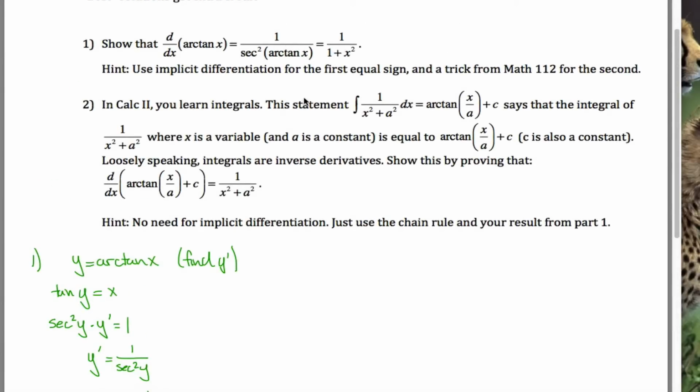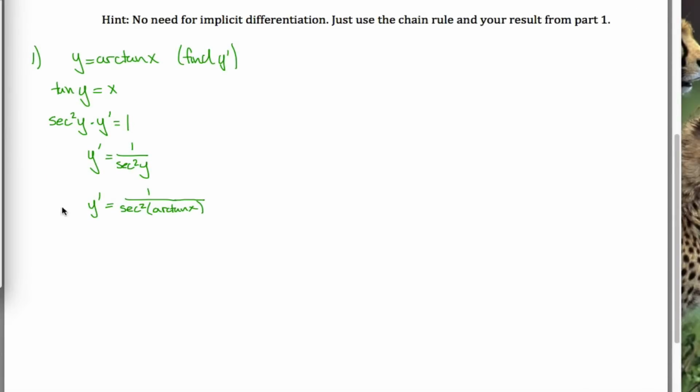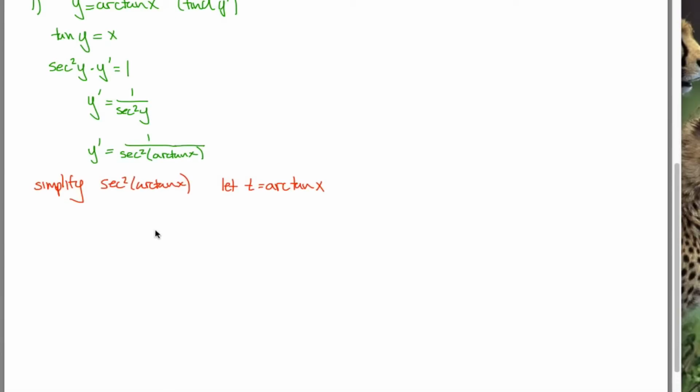The claim is that that's equal to 1 over 1 plus x squared. It is. It's not really a calculus problem to show that that's true. It's a Math 112 trig problem. But what I want to do is simplify secant squared of arctangent of x. And the trick to doing this is we're going to do substitution. So pick some letter t maybe, and let that be equal to the arctangent of x. Maybe I should have used y since I used that above. Whatever. So to simplify this, well, if t is this stuff inside the parentheses, this stuff just simplifies to secant squared t. Wait, that feels like I just cheated.